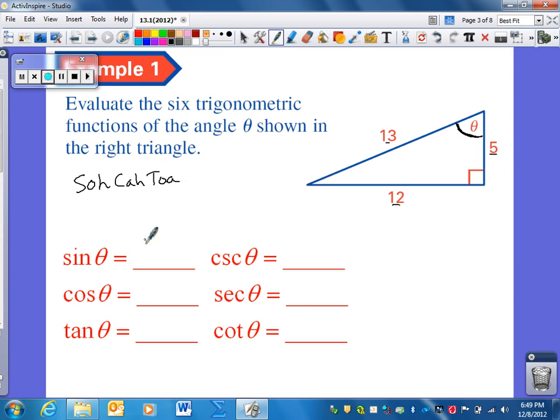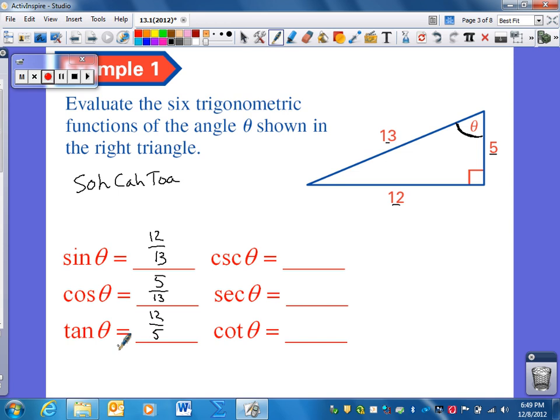Sine is opposite over hypotenuse. So the side opposite of theta is 12, the hypotenuse 13. Cosine is adjacent over hypotenuse. The adjacent side is 5 over the hypotenuse is 13. And the tangent of theta is opposite over adjacent. In this case, opposite is 12, adjacent is 5.